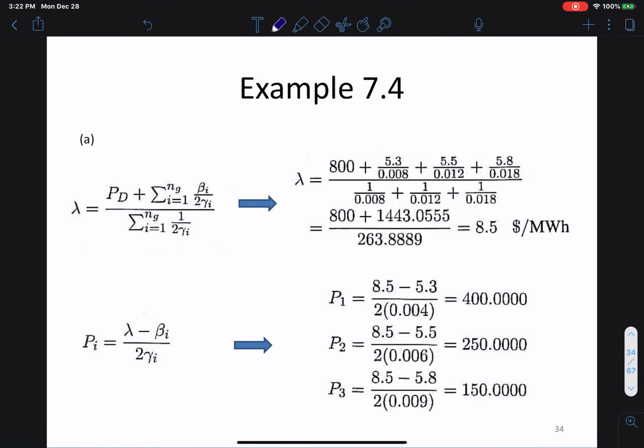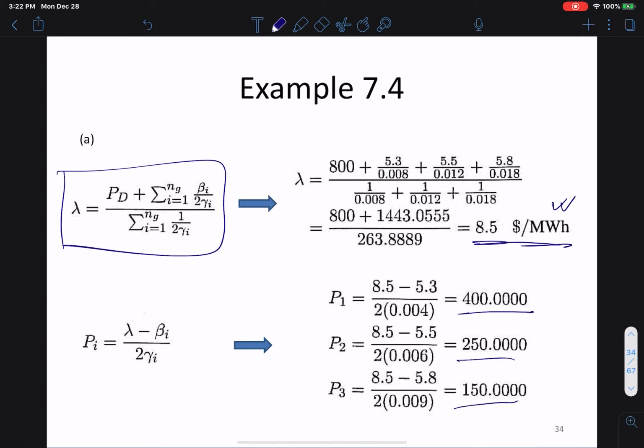So first of all, for the analytical method, I have to find lambda here. This is the equation for lambda. That lambda takes everything over here, so you can put in all three of them, and you find the lambda. This is the lambda you want. This is the incremental cost per megawatt hour. So with that, I can find how much I need to generate from power plant 1, 2, and 3. If I do that, my cost would be minimized. All right, that's the analytical method.